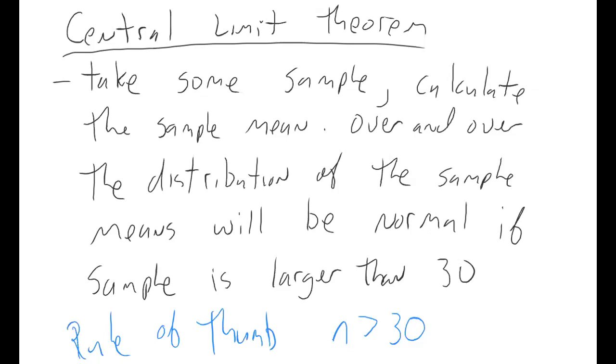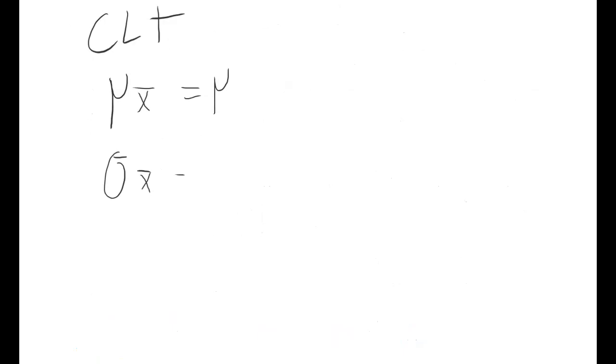So if we have met those requirements, the central limit theorem says the mean of our x bars, our sample means, will equal our population mean. And the standard deviation of our sample means will equal the standard deviation divided by the square root of n.